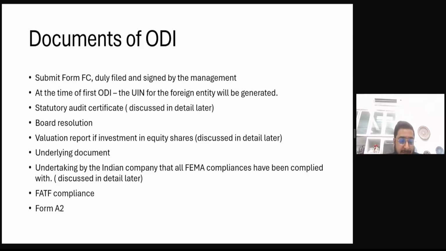Now, FATF compliances. What is the full form of FATF? It is Financial Action Task Force. Now, we shall be discussing more in detail.